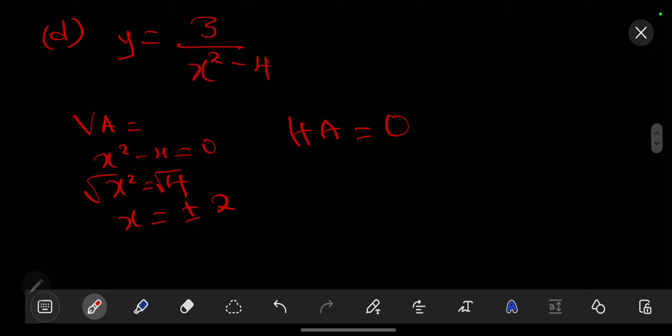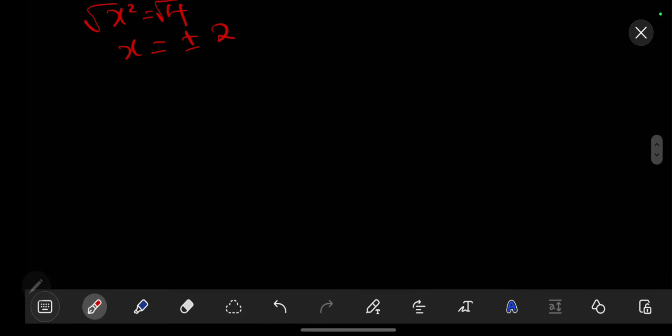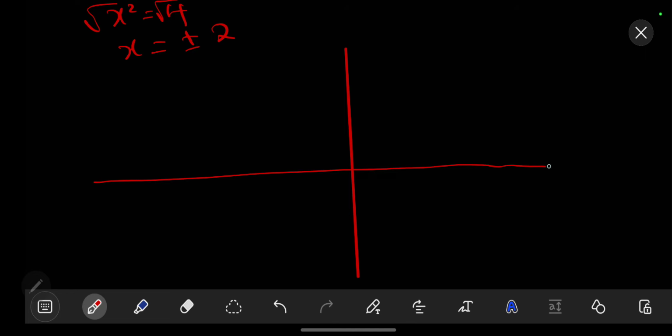Now let's graph our graph. So we are going to have something like this.